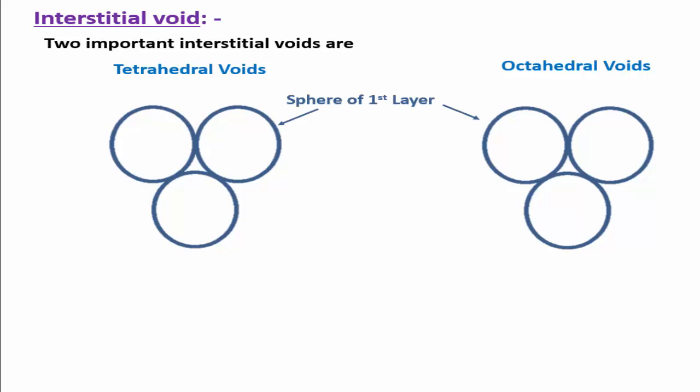So these are the spheres of the first layer. Now we can see that at the center of the three spheres there is a triangular void. A void is nothing but the space between the rigid spheres.